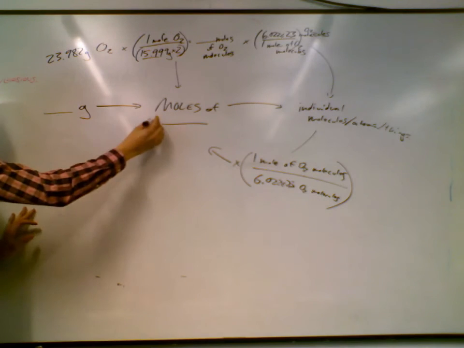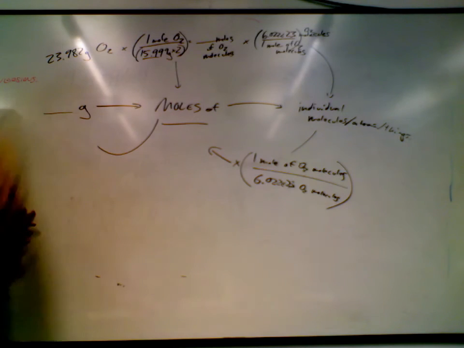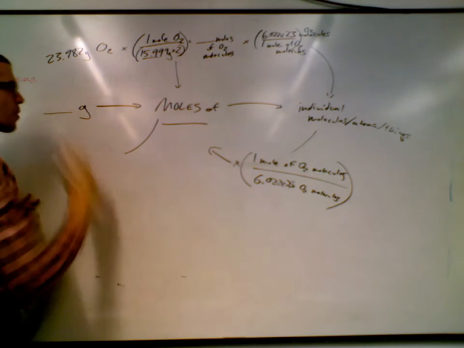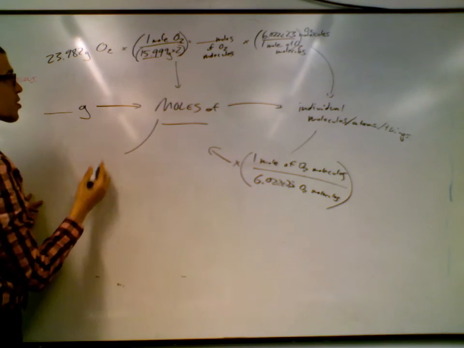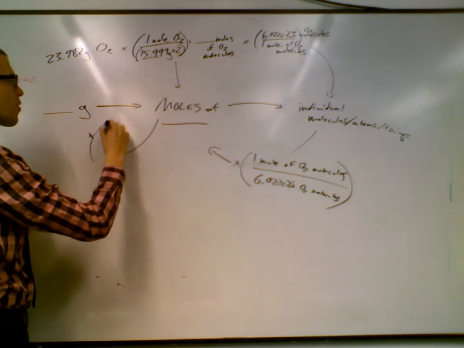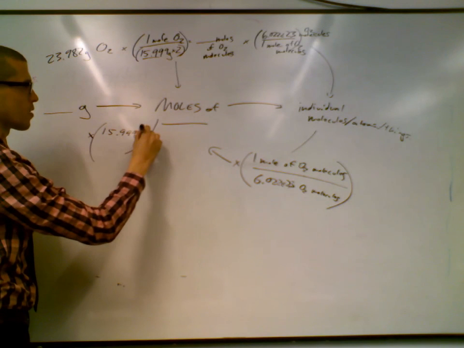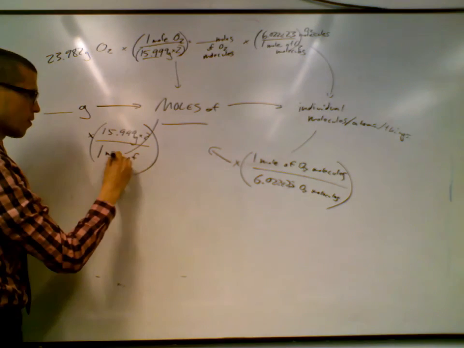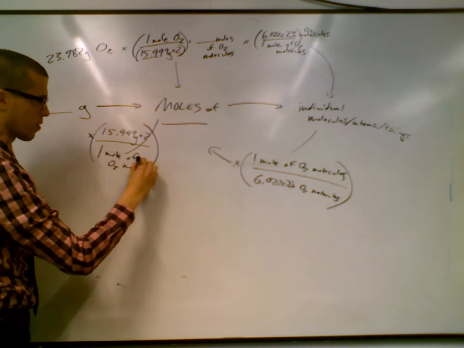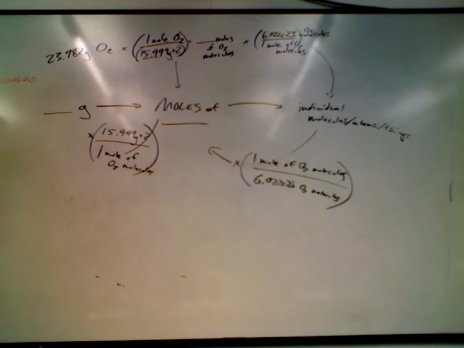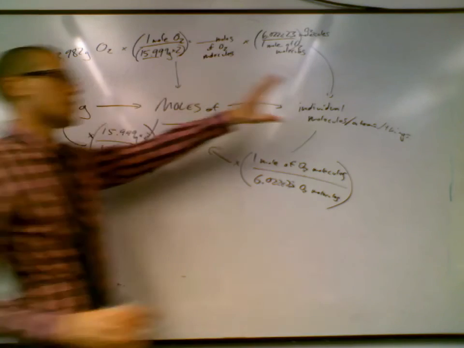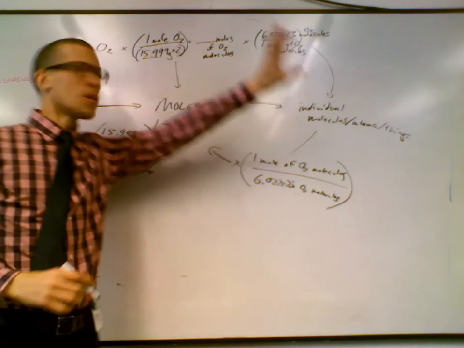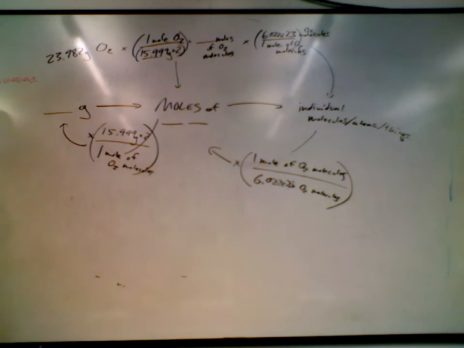Then from moles of oxygen molecules, you can go back to the grams using this molar mass over here. So it'd be the inverse of what's going on over here. So it'd be multiplied by 15.999 times 2. That's going to be in grams. And that's 1 mole of O2 molecules. This will get you back to grams. So you can go from grams to moles to individual molecules or atoms or things or whatever, and you can go backwards to moles and then back to grams.